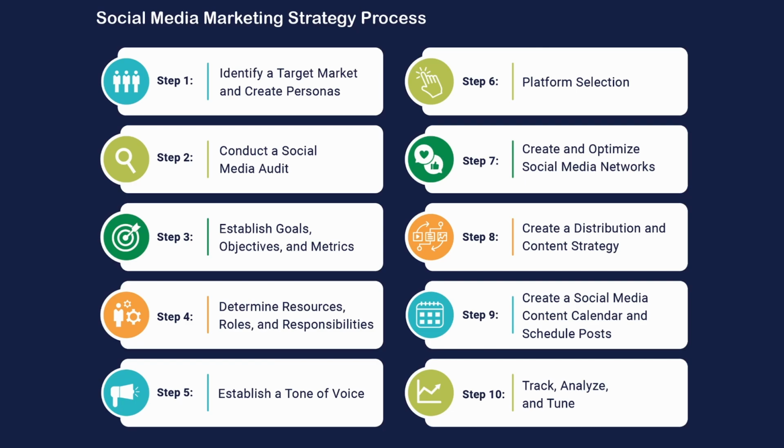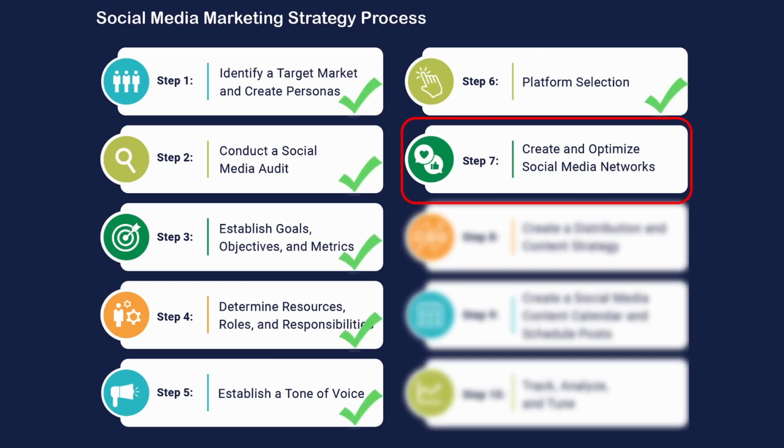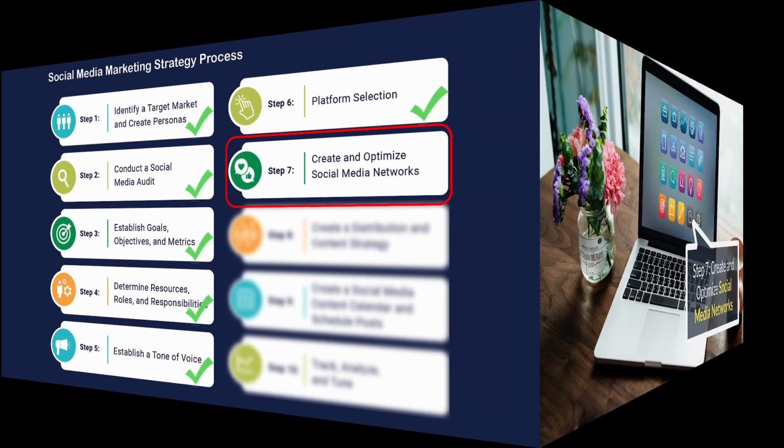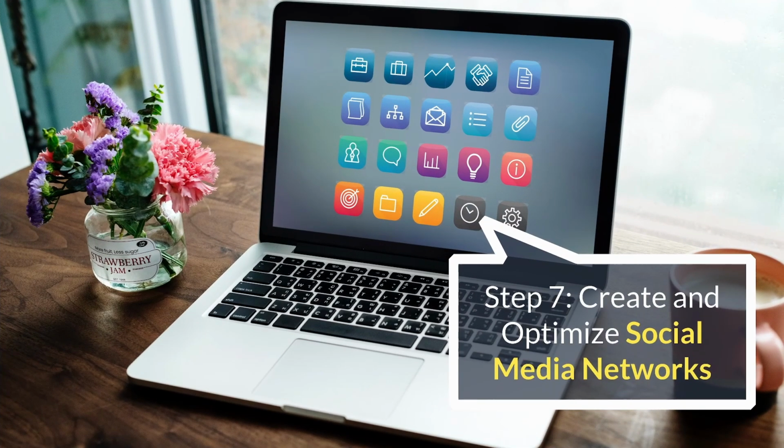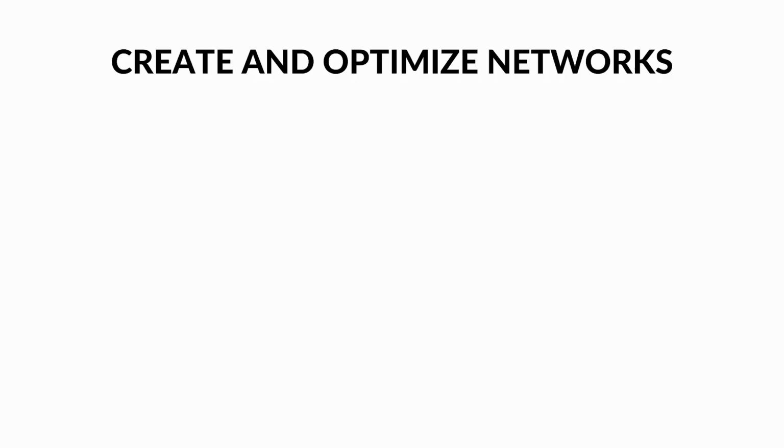Welcome to step 7 of the strategy process, which is create and optimize social media network. Let's get right into it. All right. So in step 6, we decided which platforms make sense for our case, for our brand, for our product or service. Now step 7 is about making sure those profiles, those networks are actually ready for the public.